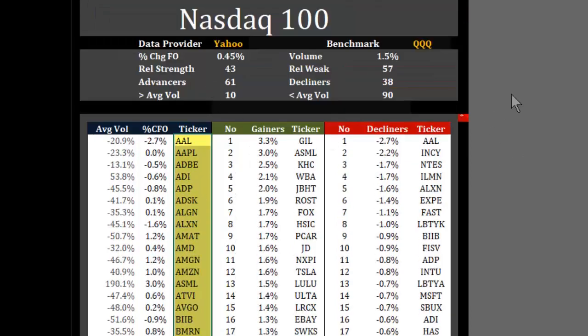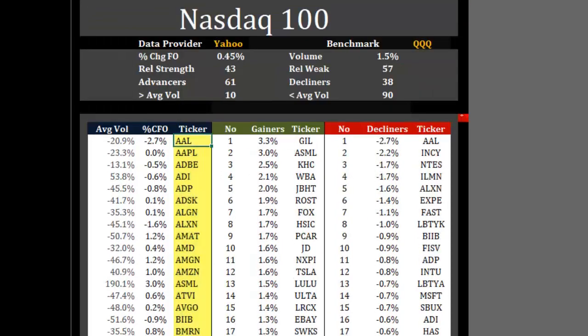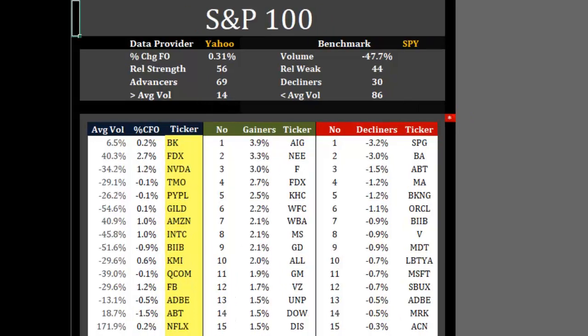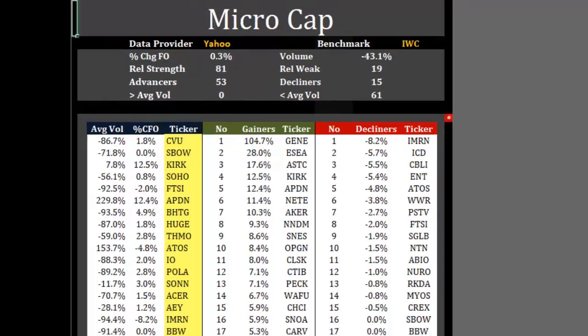From time to time, indices and sector ETFs are rebalanced and adjustments need to be made. Some tickers need to be added, others need to be deleted. You can change any ticker that's in here should that occur. All the pages are structured this way. The S&P page, the Dow, large, mid, and small cap, micro cap, they're all the same.